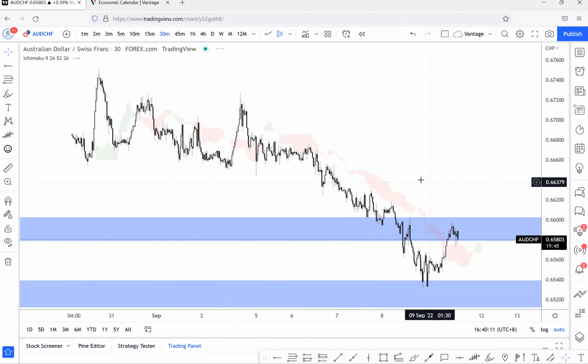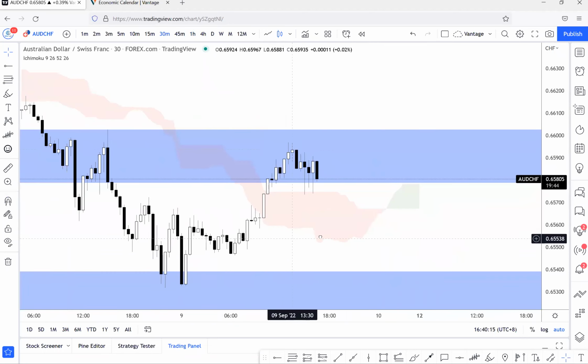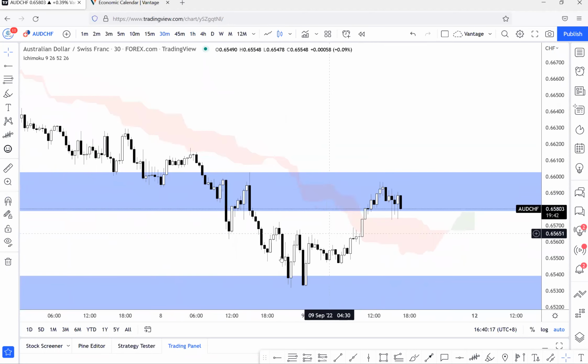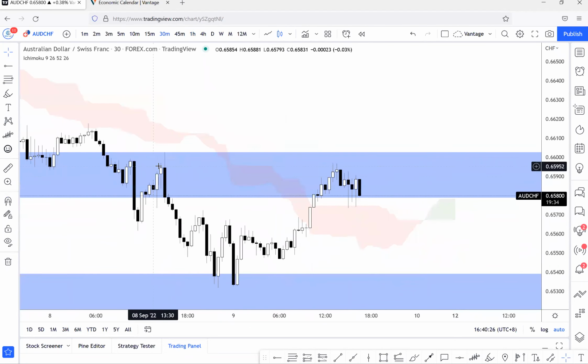Let's go to the 30 minutes time frame. On the 30 minutes time frame, we can see what we have over here currently. We have prices pushing into this demand area and price testing this resistance area again. This is on the 30 minutes time frame. You can see that price also interacted with this region itself, and what we have over here.